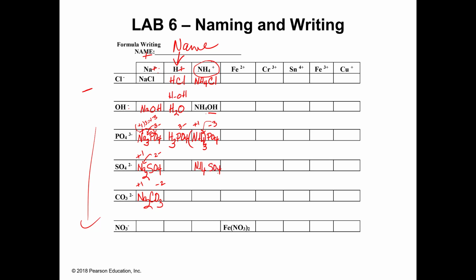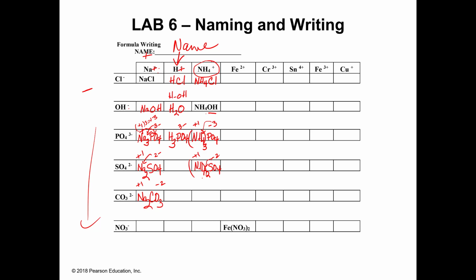NH4SO4. All right, this is a 2, this is a 1, so I'm going to need 2. And again, I have to put that in parentheses, so I'm not saying it's NH42, it's (NH4) and there's 2 of them. All right, and so you're going to continue down doing this the same way.